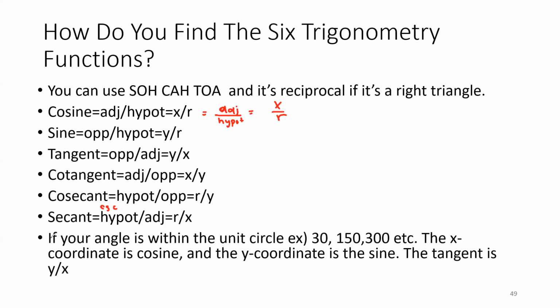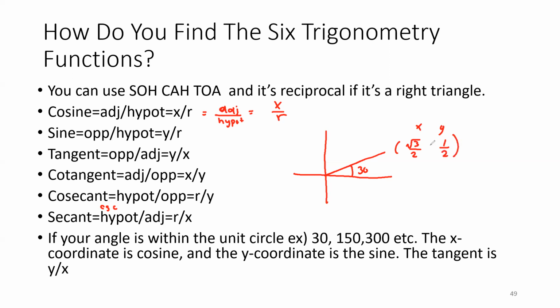So also another key factor is if your angle is within the unit circle, like for example, 30, 150, 300 degrees, etc. The x coordinate is the cosine and the y coordinate is the sine, and then the tangent is y over x. So if it is a degree in your unit circle, for example, 30 degrees is an exact degree in your unit circle. And then you'll see in the unit circle, it has these coordinates, right? So 30 degrees has an x coordinate of radical 3 over 2, and it has a y-coordinate of 1/2.